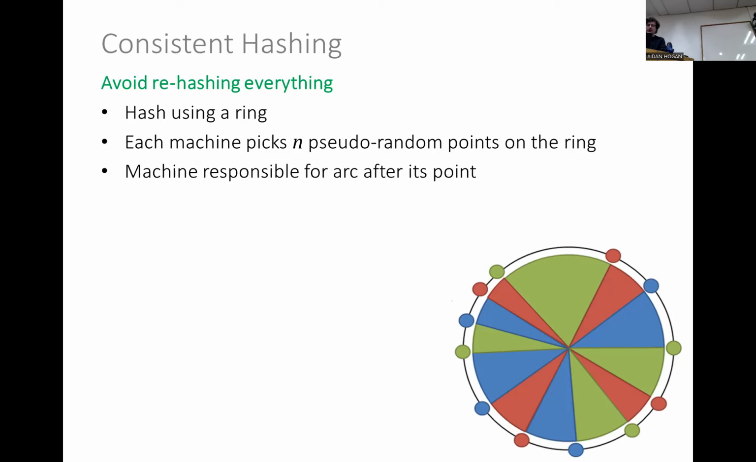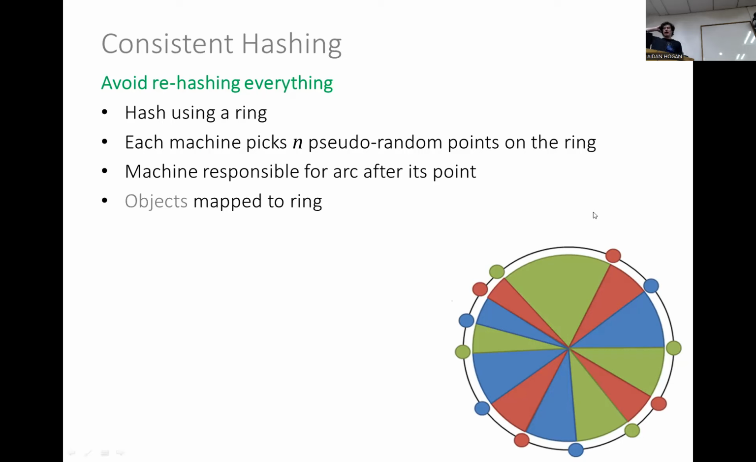So essentially, these points indicate the responsibility of the machine. We say that in this section here, the red machine will take care of this. This blue arc of the ring, the blue machine takes care of. And in this segment here, the green machine will take care of it.